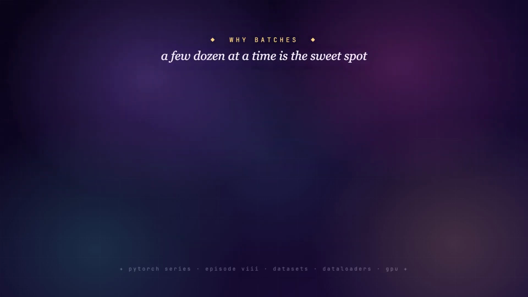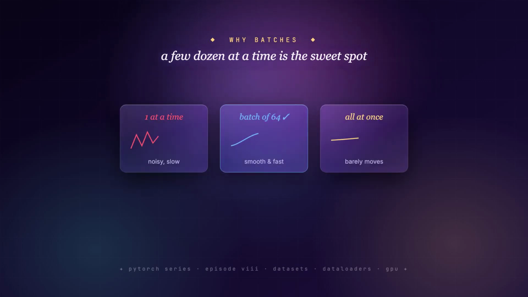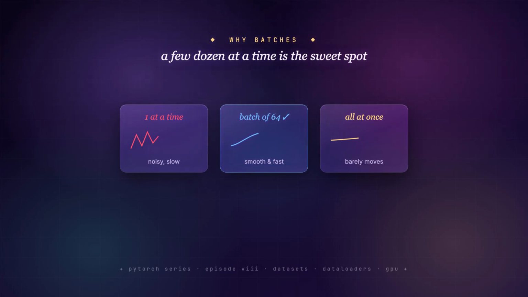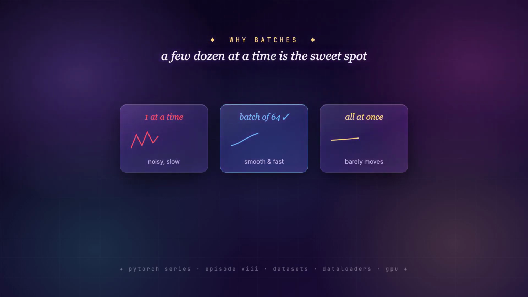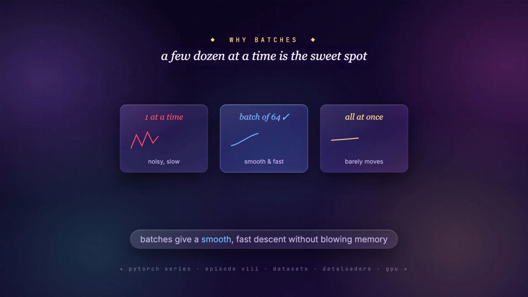Why batches? Two reasons. First, memory. A batch of 64 fits comfortably where the full dataset wouldn't. Second, and this is the surprising one, batches actually train better. One example at a time gives you noisy, jittery gradient steps. The whole dataset at once is smooth but painfully slow. A batch of 64 is the sweet spot, smooth enough to point the right direction, small enough to take a step every fraction of a second.